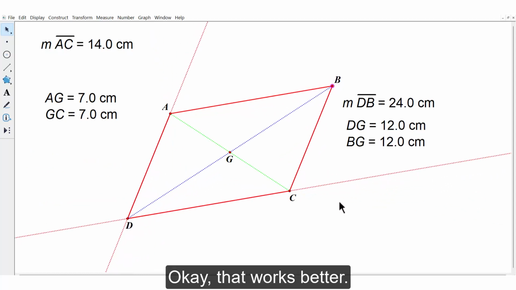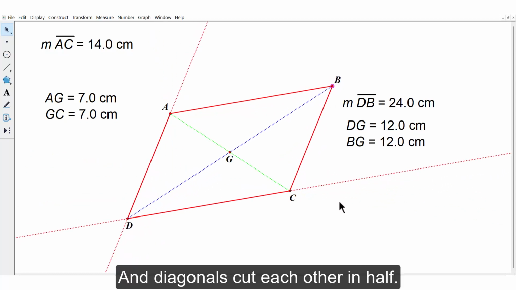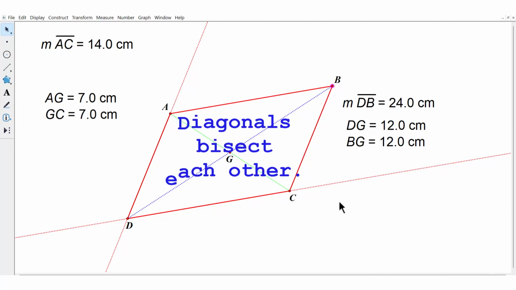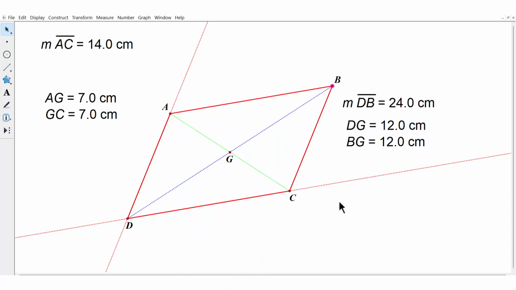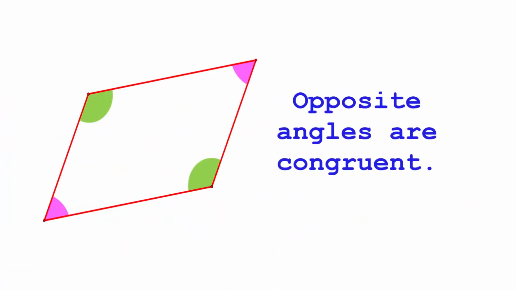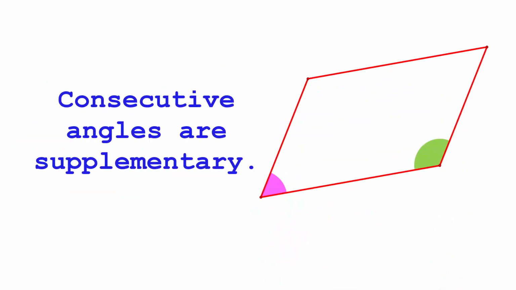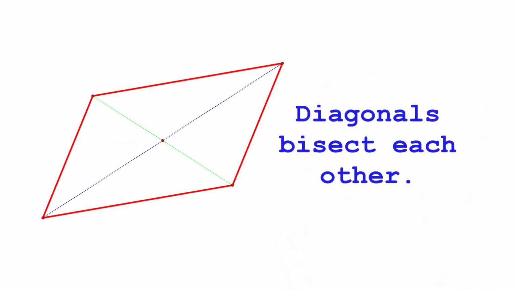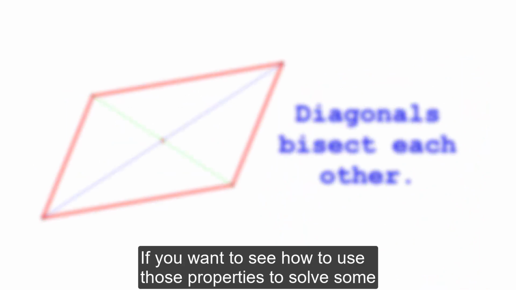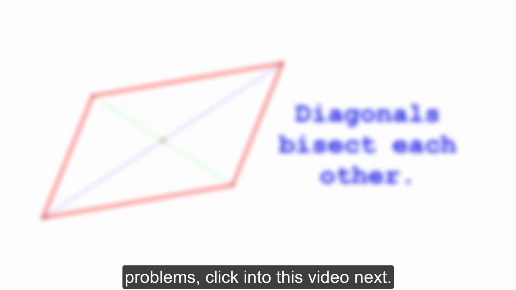Okay, that works better. So here's what we figured out. Diagonals cut each other in half. The better way of saying that is that diagonals bisect each other. So those are the main properties of parallelograms. If you want to see how to use those properties to solve some problems, click into this video next.